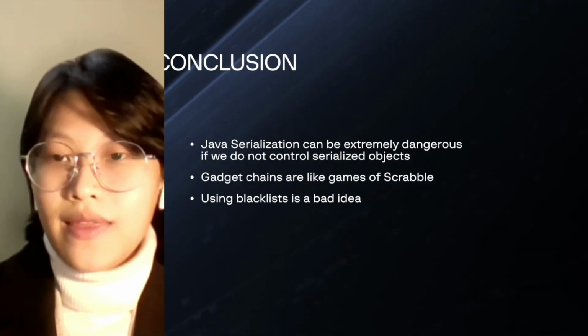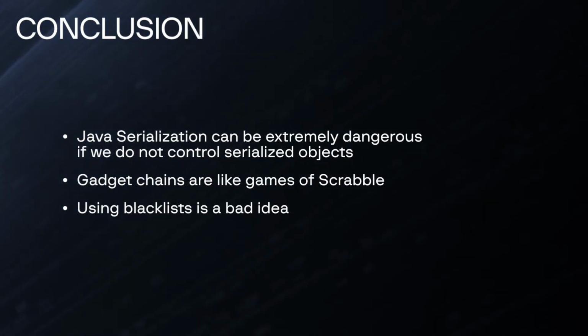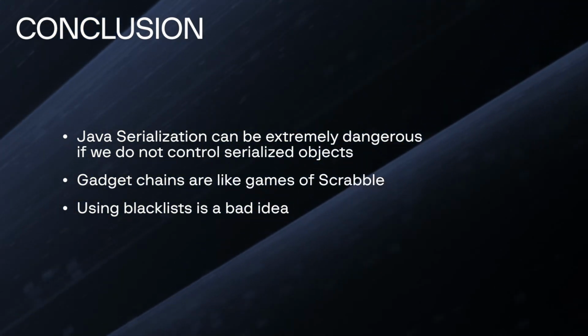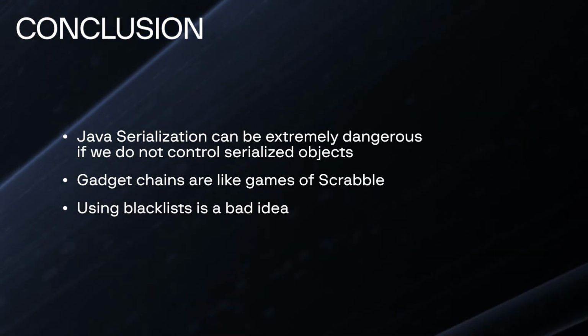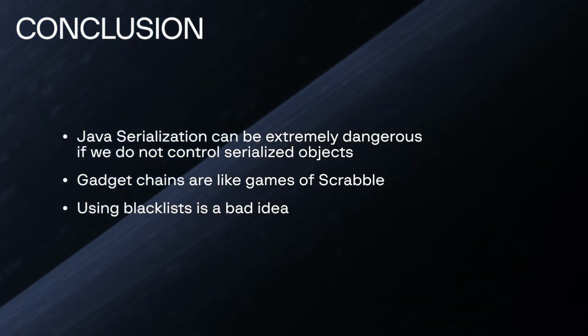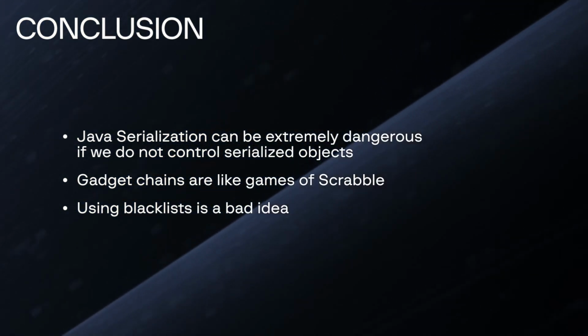And the conclusion is Java serialization is a great thing, but it can also be super dangerous if we do not control serialized objects. Two things are needed to successfully exploit this vulnerability: you need to have an entry point and a gadget chain. The concept of the entry point is quite easy to understand. The gadget chain, you can think of it like a Scrabble game. The code calls each other like when you concatenate words together. And finally, there are many ways to prevent this vulnerability, but don't use the blacklist. It's really a bad idea.